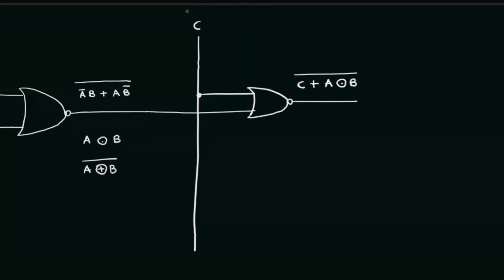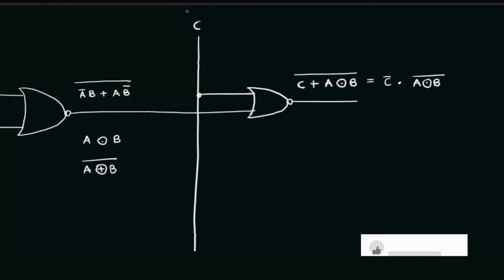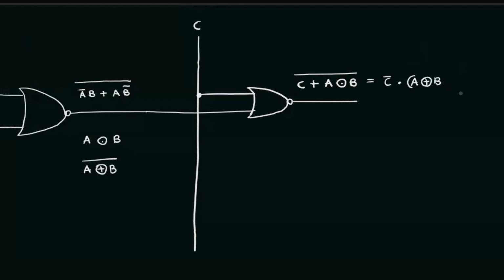This can be given as C bar into (A XNOR B) bar. So that is actually A XOR B, right? Yes, we can simplify that as C bar into A XOR B. Very simple. This is also a very important input line, so we are going to keep it open.